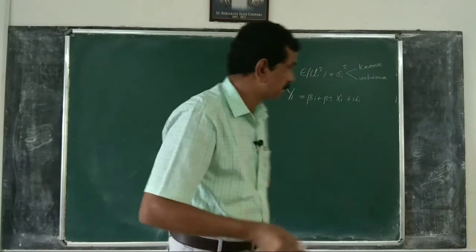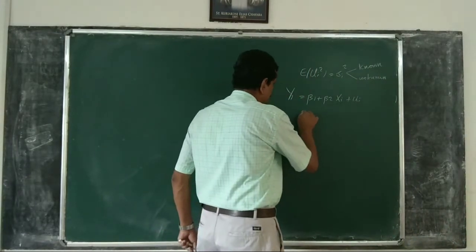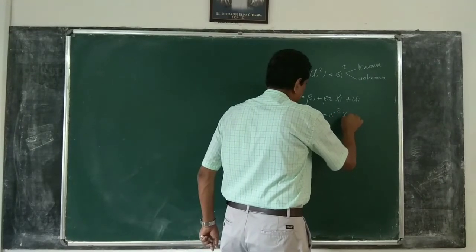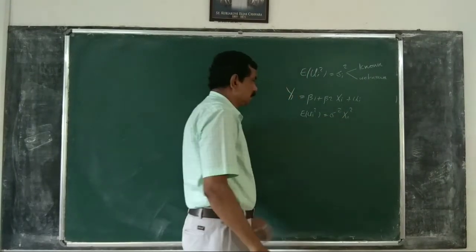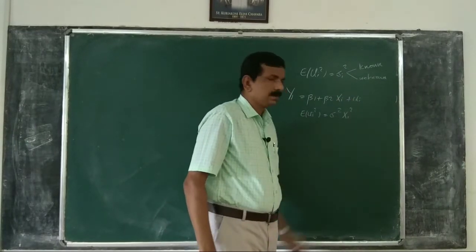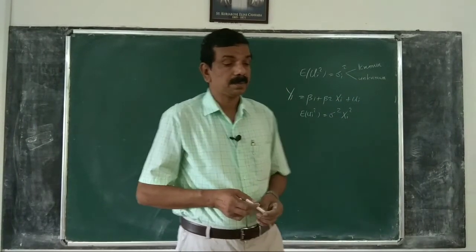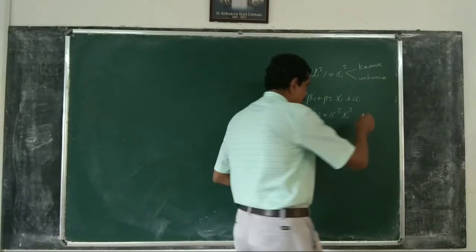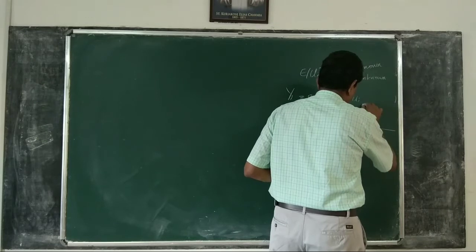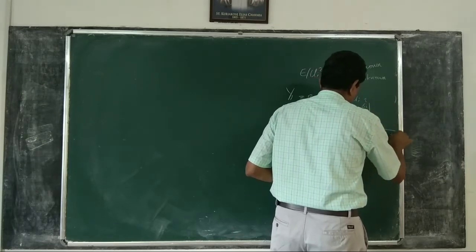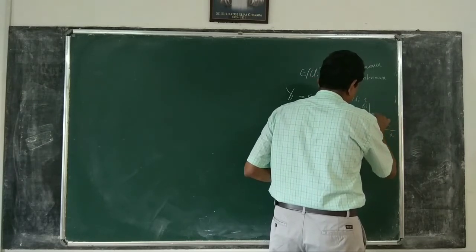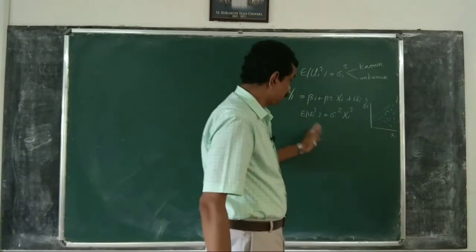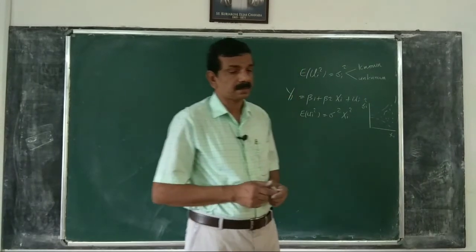We assume that expected ui square is equal to sigma square xi square. That is, we assume that in the model, error variance is proportional to the square of x. Error variance sigma square i is proportional to xi square. The pattern is like this. Error variance is proportional to the square of x.